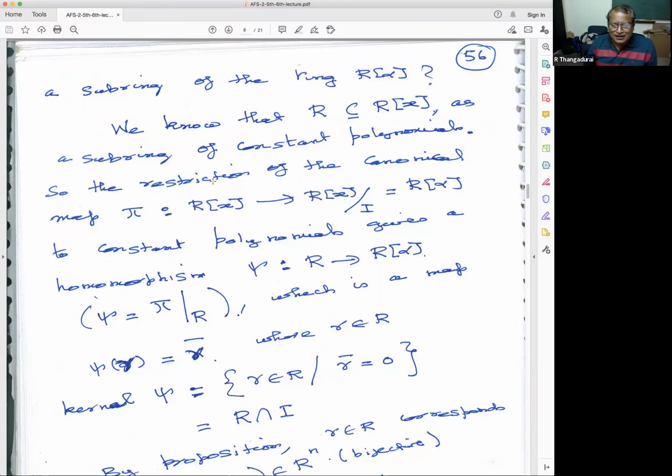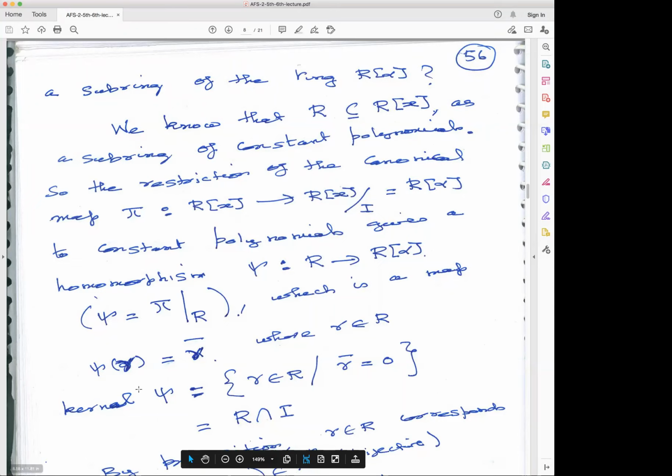Can anybody tell? Pi is a canonical map. f of x goes to f of x plus I, the coset. I is the kernel. I am restricting pi to the subring. Therefore, whatever is R intersection I, that is the kernel of psi, right? That is clear. This is a restriction map, nothing more.